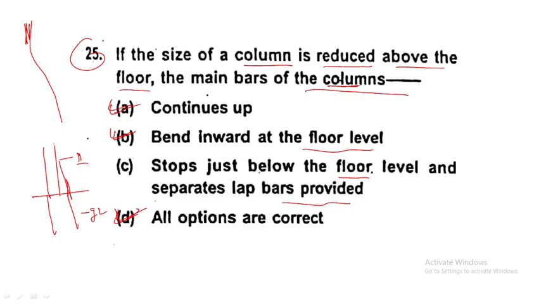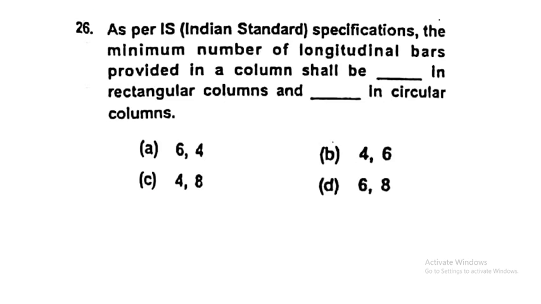Question number 26. As per IS Indian Standard specification, the minimum number of longitudinal bars provided in a column shall be dash in rectangular column and dash in circular column. 4 in rectangular column, 6 in circular column. So 4 and 6 is the answer for the given question. Remember these 2 points.